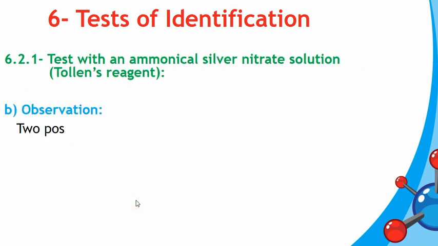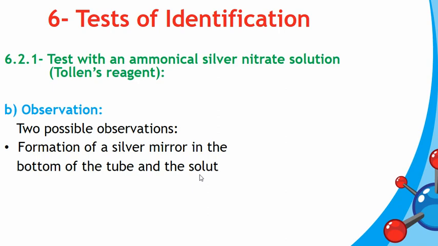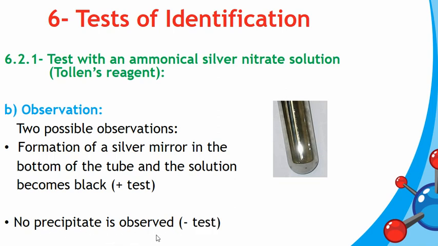Observations: two possible observations. Formation of a silver mirror in the bottom of the tube and the solution becomes black. This is the positive test. This is the silver mirror. Another observation: no precipitate is observed, or no silver mirror is observed. Negative test. The solution remains colorless.